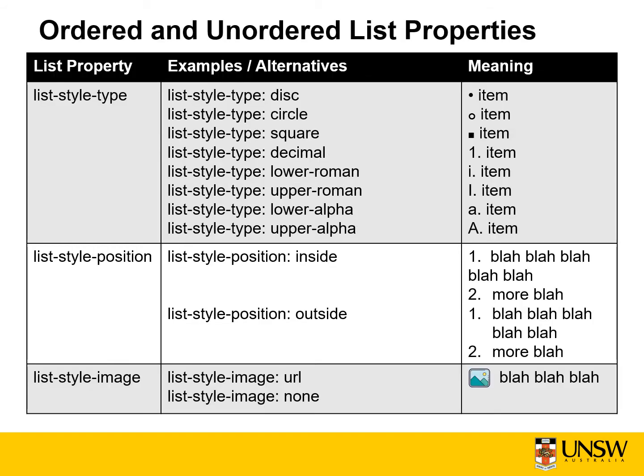In this table, you can see bulleted and numerical list properties. List style type is used to select the bulleted shape and the numerical format of the list. List style position specifies the position of the list item markers. And the list style image replaces the list markers with an image.